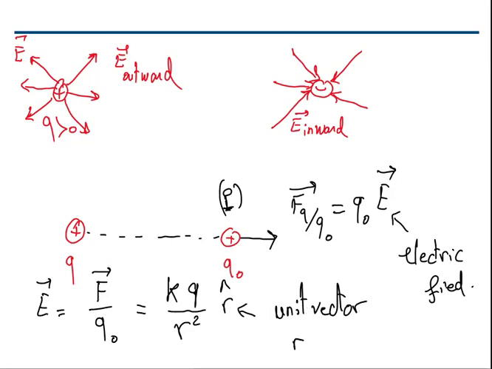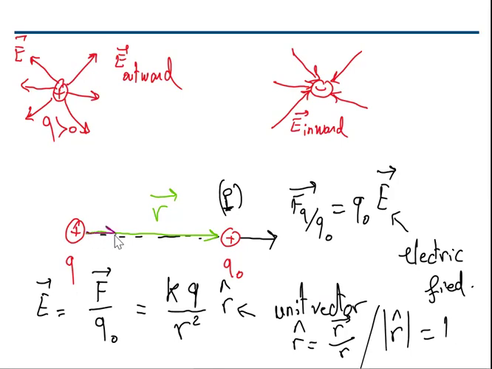According to the definition, the unit vector is equal to the vector R divided by its magnitude. And the magnitude of the unit vector is 1, as its name states. What is the vector R? This is our vector R, from the charge to this point. What is the unit vector R hat? This is our unit vector R. It's the vector divided by its magnitude.